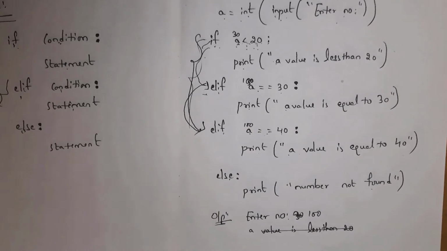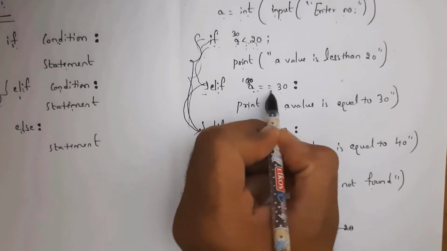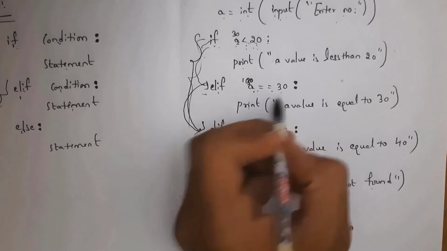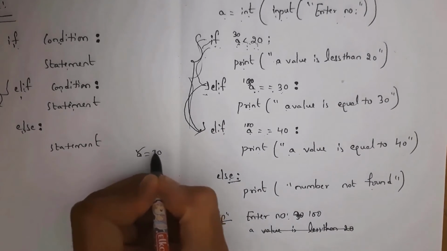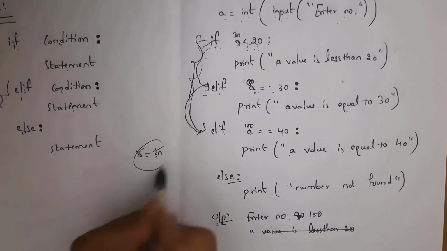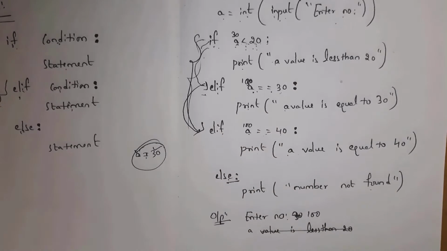Guys, just remember that we will not give any condition for else. And here you need to use a double equal to 30, not a single equal to 30. If you give a = 30, then a will be treated as a variable and 30 will be treated as a value, and it will display an error. So here don't use single equal to, use double equal to. Double equal to is the comparison operator.